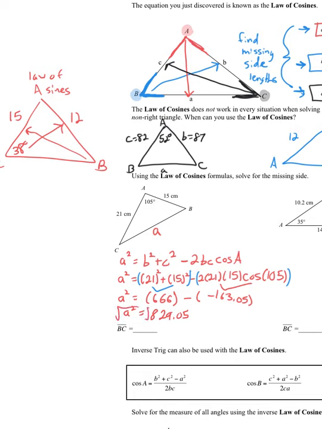And then I square root both sides to get side length A. A equals 28.79 centimeters. And we'll round to the nearest hundredth here. So side length BC is 28.79 centimeters after I do all of that. All right. That's how I would use the law of cosines to find a missing side length.